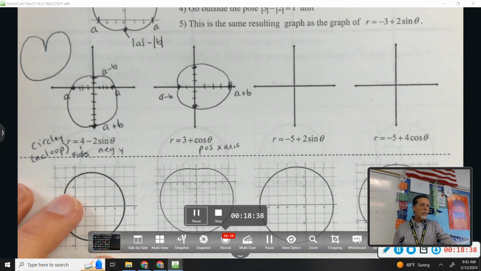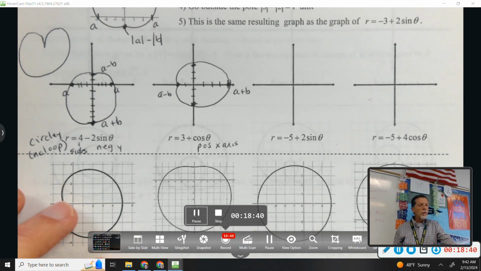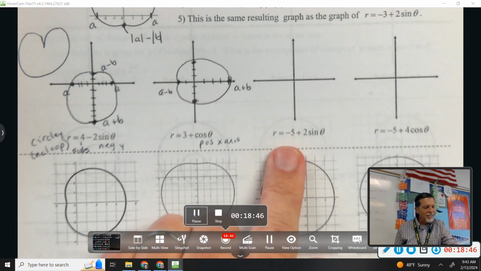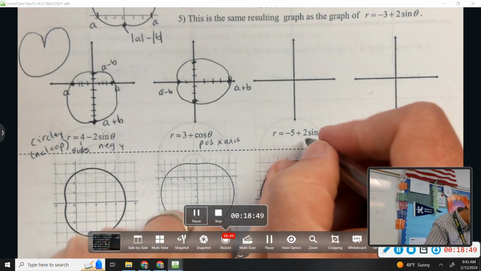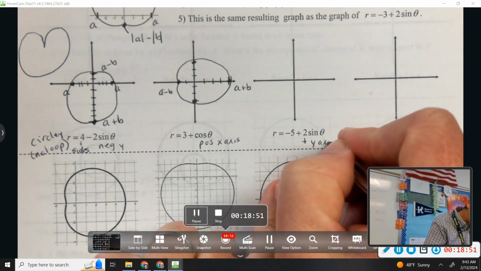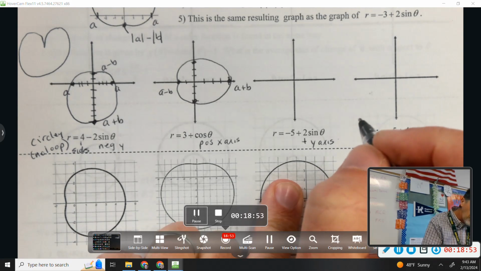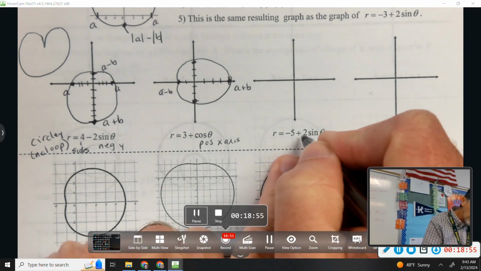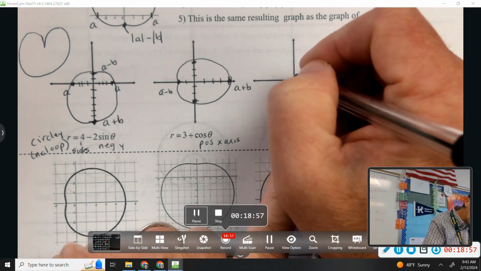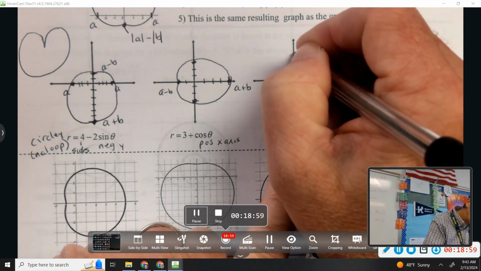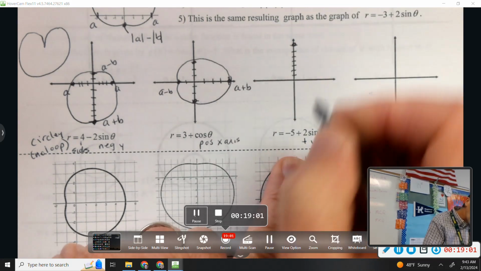Okay, the third one. What's the main orientation of that limaçon? Good. Positive y-axis, not the negative y-axis. That negative 5, positive y-axis. So we'll go up 7, A plus B. And then sides are 5.